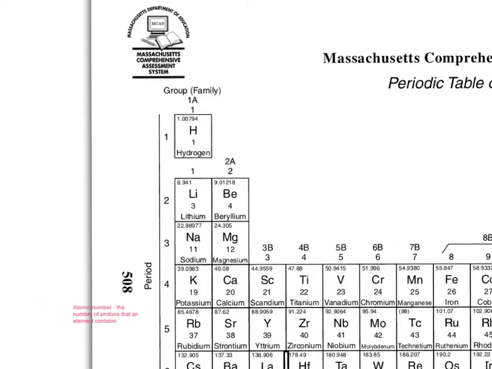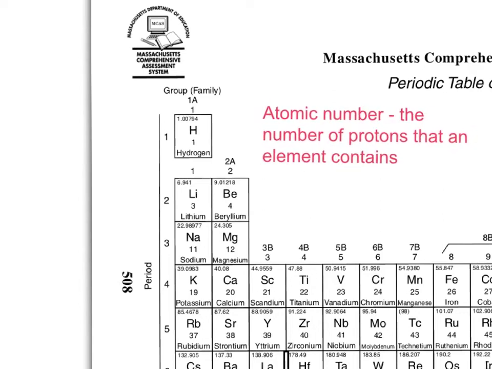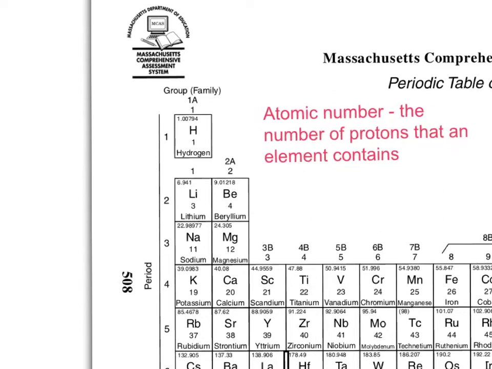Now that is a vocabulary term, so I'm going to bring this in here and make it nice and big. And you should go ahead and write this down because it's an important definition. Atomic number is the number of protons that an element contains. Go ahead and write that down. Pause me if you need to.